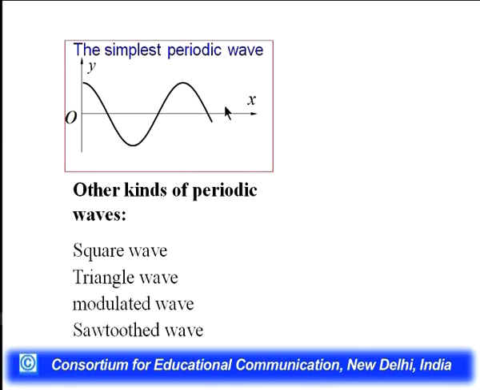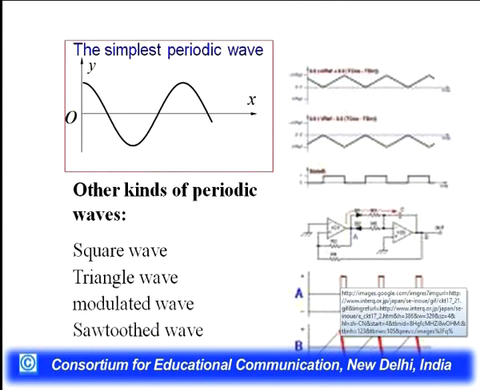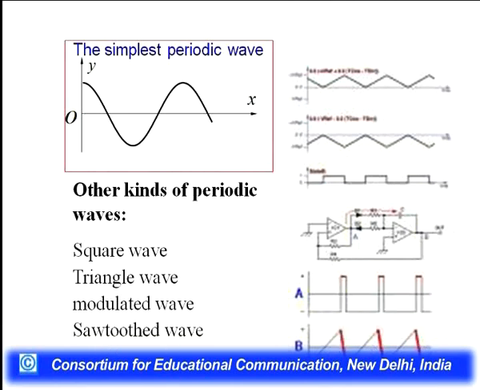There are other kinds of periodic waves, where we define the square wave. These are square waves, these are periodic waves, and these are triangular waves. These are modulated waves, where we get modulation and demodulation. This is a sawtooth wave, where the shape is like a sawtooth. These are the different types of periodic waves.